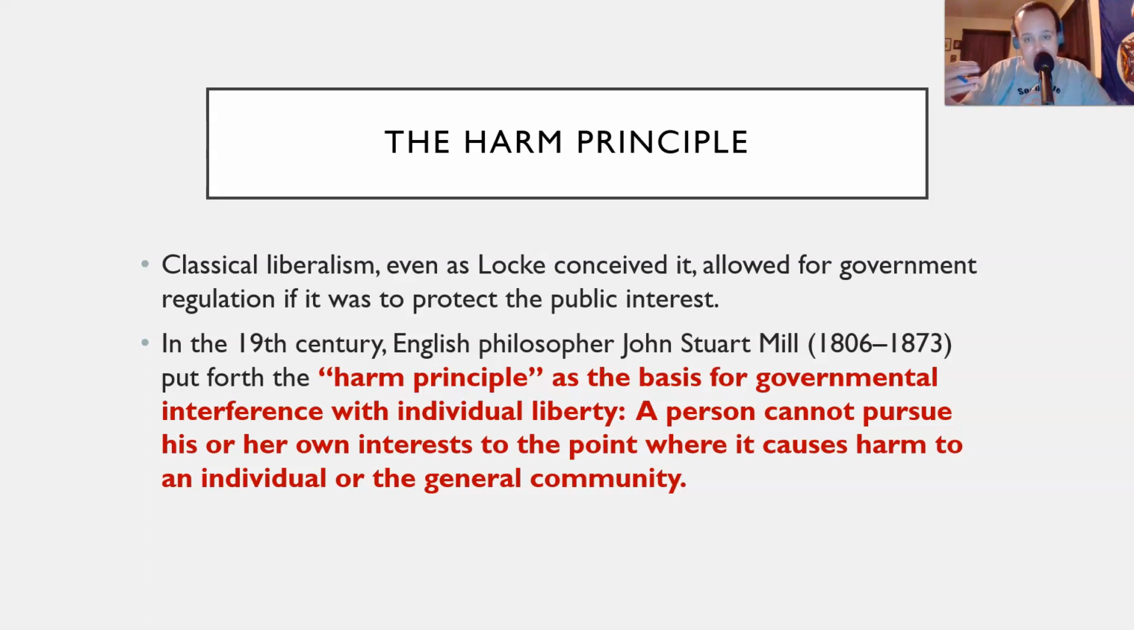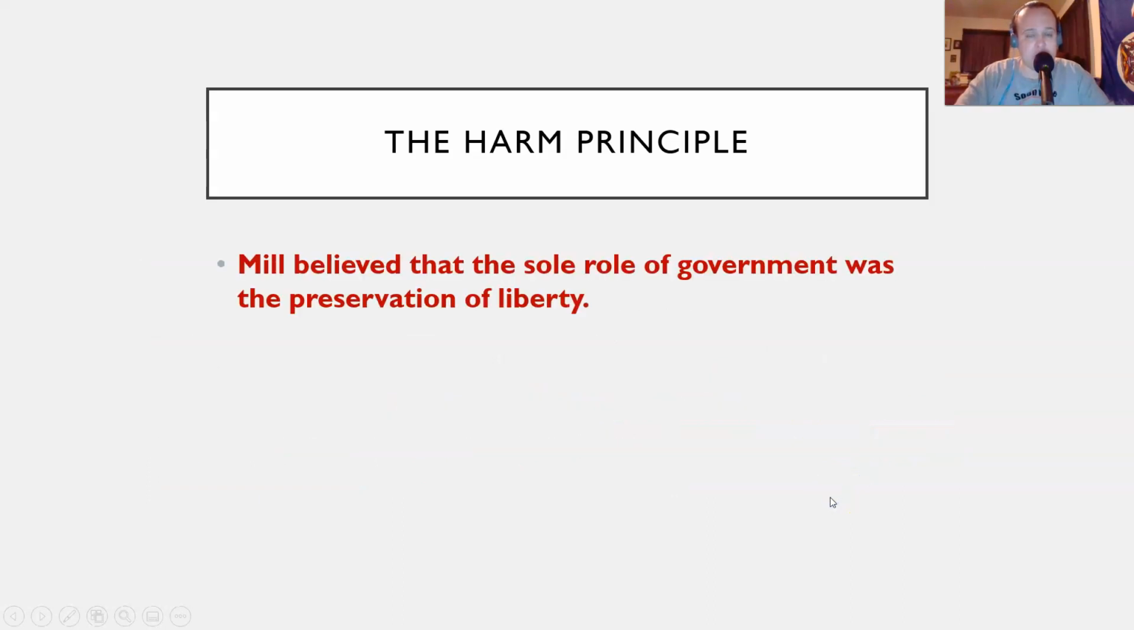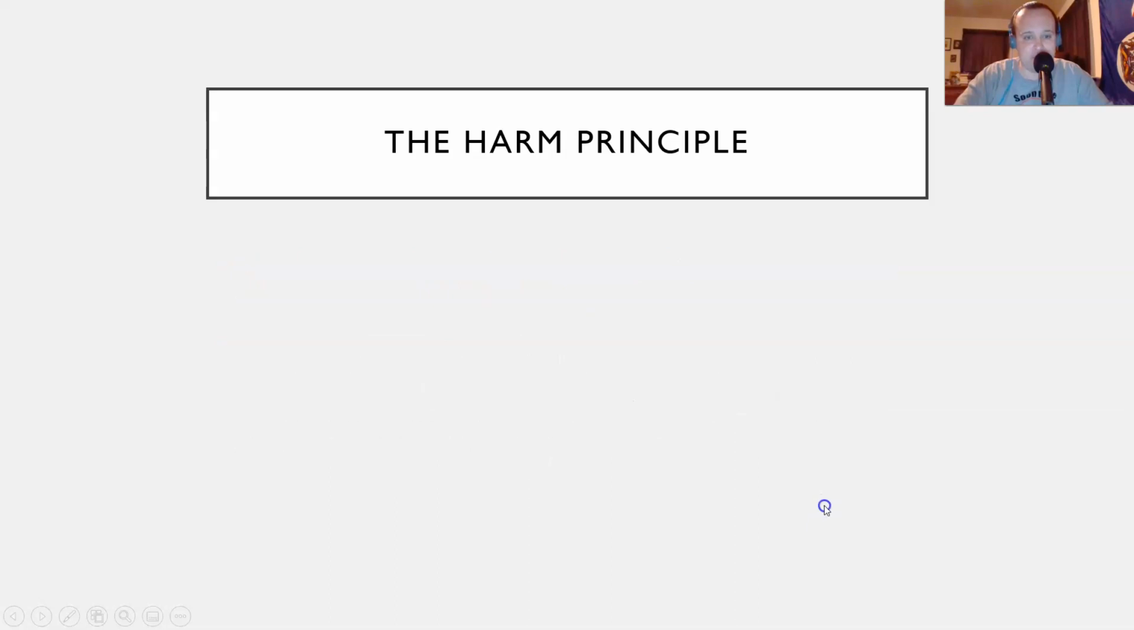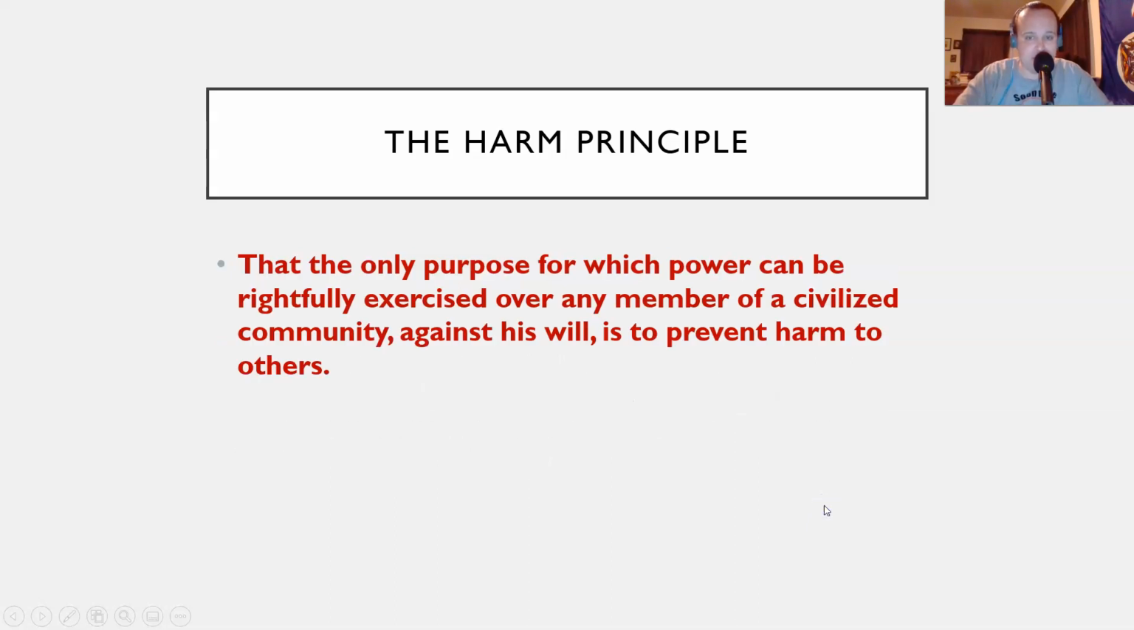Classical liberalism allows for government regulation if it is to protect the public interest. All right? So that is the harm principle. So Mill believed the sole role of government was the preservation of liberty, and that the only purpose for which power can be rightfully exercised over any member of a civilized community against his will is to prevent harm to others. Again, the my right to swing my fist ends where your nose begins theory.